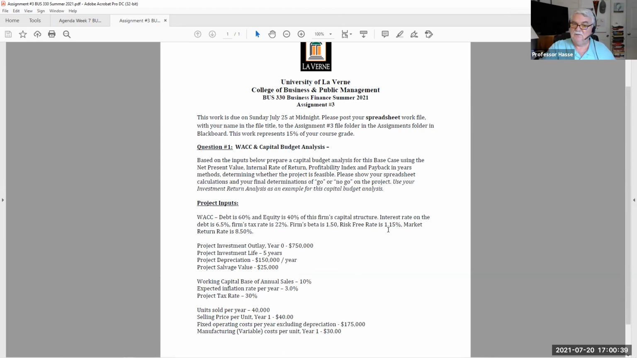The risk-free rate is 1.15, and the market return rate is 8.5. I repeat, the market return rate is 8.5. Put those together, and there's your WACC, calculation number one, just like we just did.